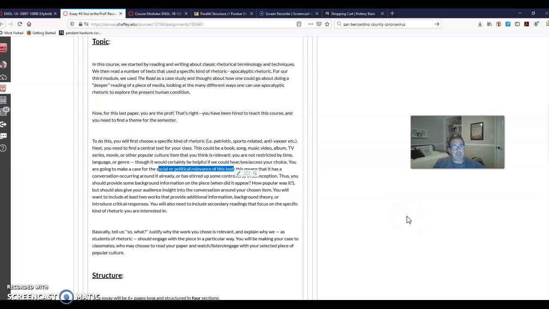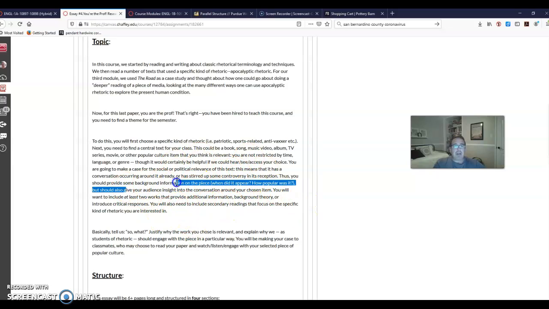Because remember, you're pretending you're the professor, so you would be teaching your colleagues. So it has to be something that would have an impact for most students. So don't choose some ancient Sumerian text or something like that, because that's probably not as relevant and immediate for most people. So this means also there has to be a conversation occurring around this central text that you choose, right? It has to have stirred up some kind of controversy. It can't be some self-published book on Amazon that nobody's read, right? You have to choose something that is well known and really engages with public ideas, right?